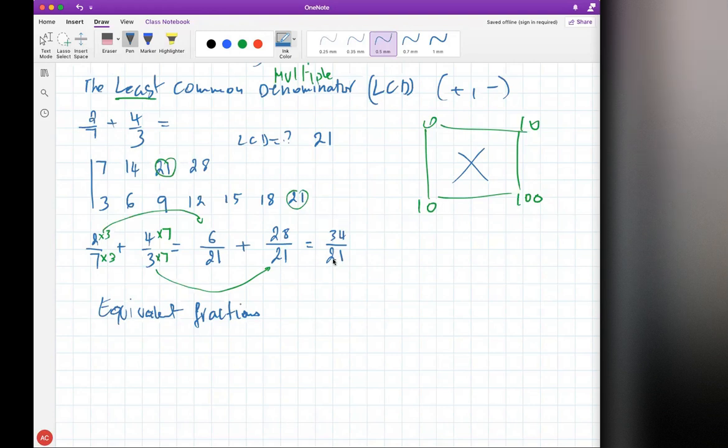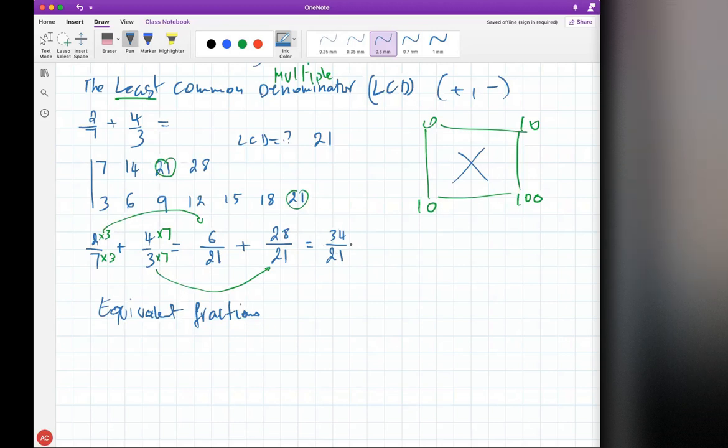So try to reduce it if possible. Is there a number that goes into both 34 and 21? Is there a common number that we can reduce like we did last time, or factor out? Nothing goes into 34 and 21, okay? That's how you know this can't simplify, because nothing goes into both. Even if you break this down, this is 17 times 2, this is 7 times 3, so none of that would cancel. But what type of fraction is this?